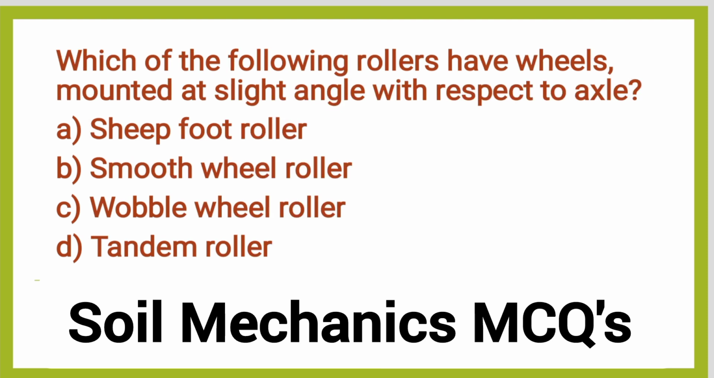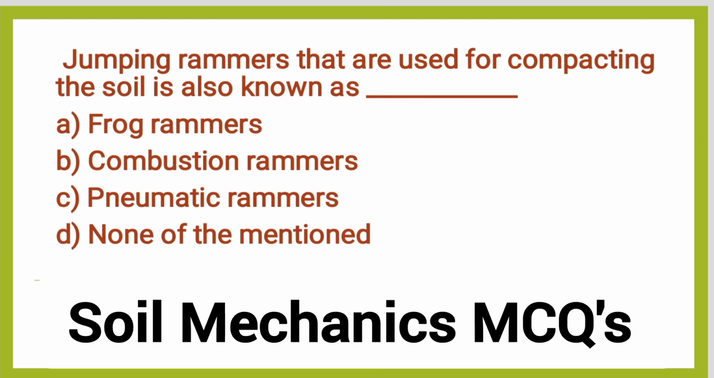Next question: which of the following rollers have wheels mounted at a slight angle with respect to the axle? Option A sheepsfoot rollers, option B smooth wheel rollers, option C wobble wheel rollers, option D tandem rollers. So the correct answer is option C, wobble wheel rollers.